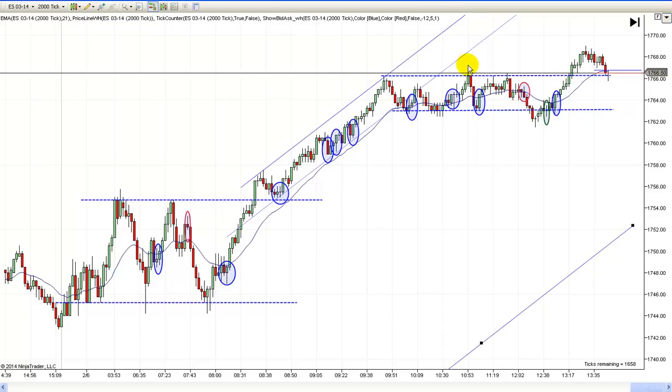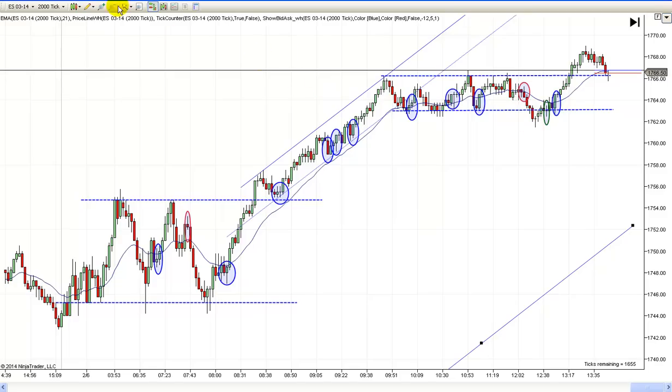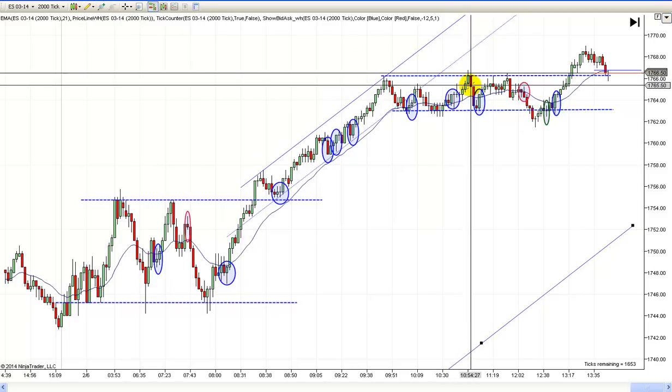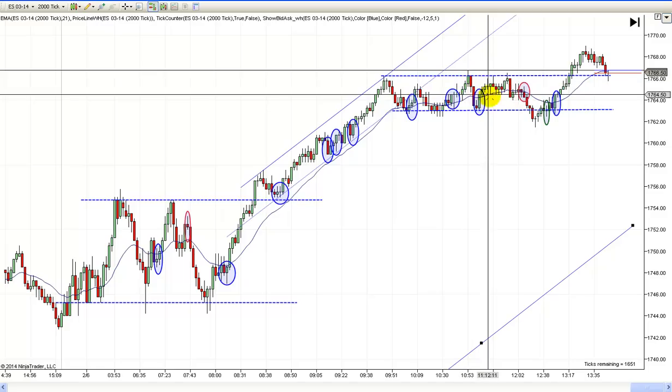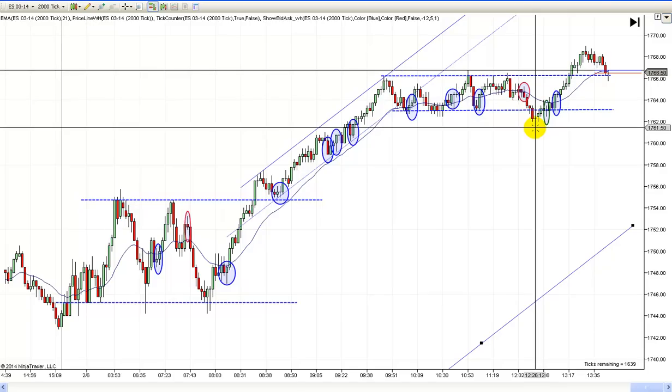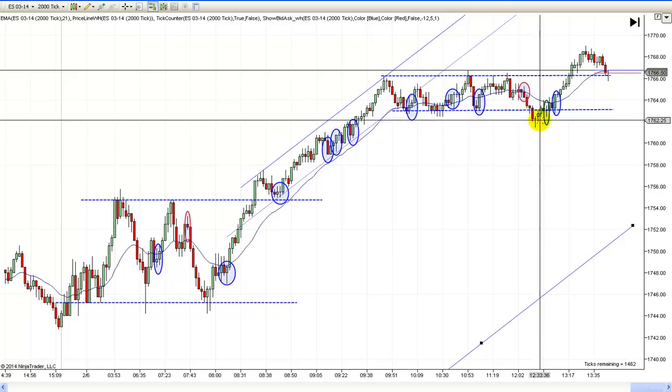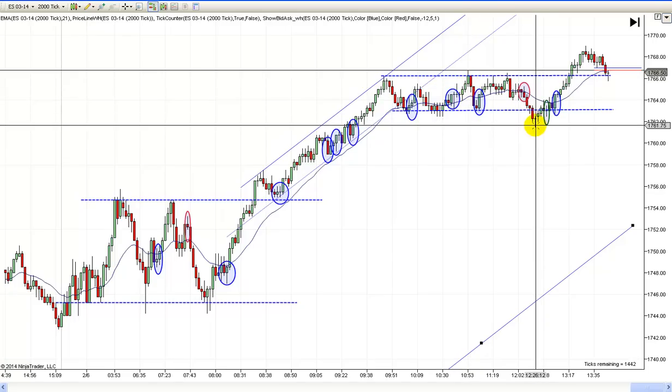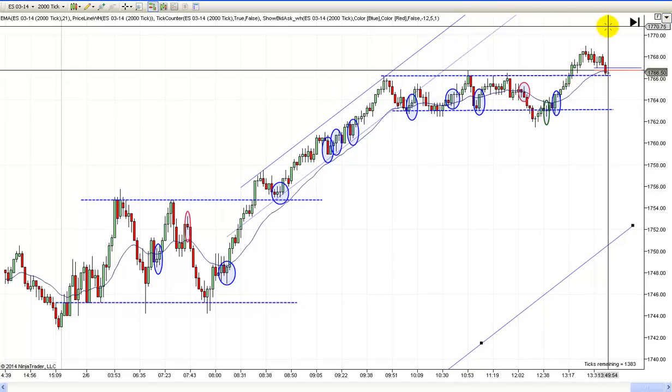Then you get the break, the move to a new high, and you correct a little bit, and generally you'll correct for at least a minimum of an hour or so. I'd say this correction started at about 10:53 and it ended at 12:30. So you can see we corrected, let's just call it 11 o'clock to 12:30. That's about an hour and a half, and then we started trending higher again.